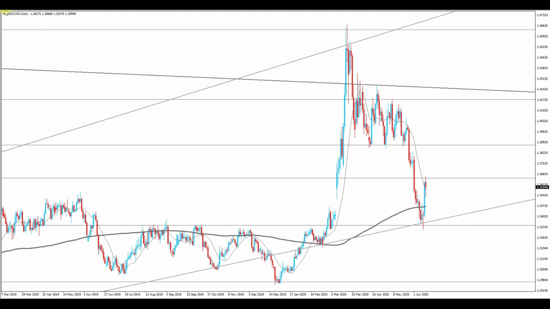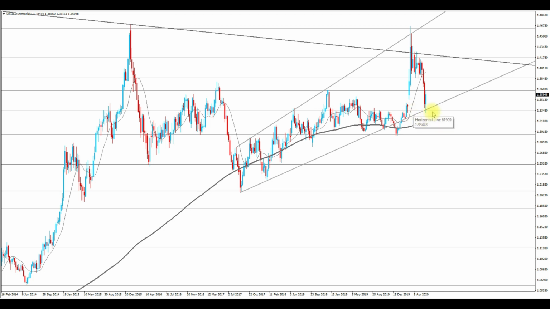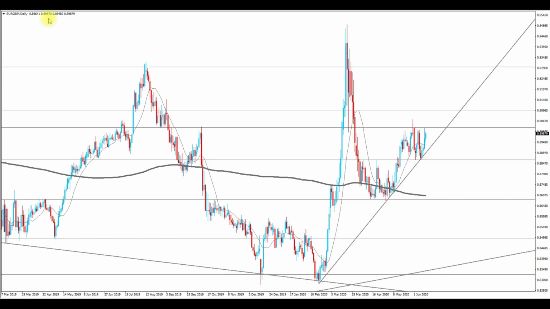But we do need to be aware that price could just ignore this trend line here, this trend line that I've been talking about all the way up there. So price could just fall, have a retest and fall back down. And if that is the case, I am expecting price to come back and retest this level here. So we do need to be aware of both situations, but I am favoring price moving back to retest this monthly trend line. And then next we have Euro GBP.